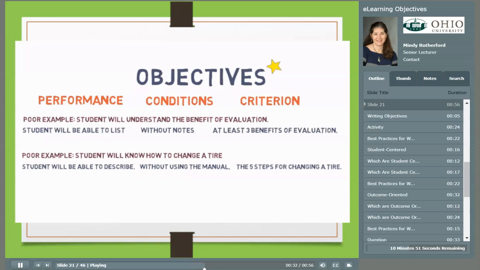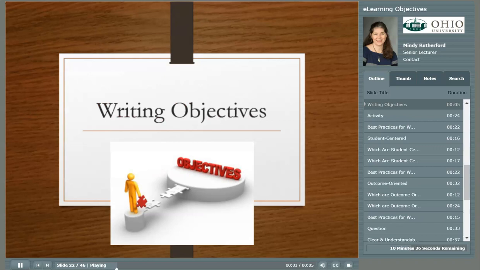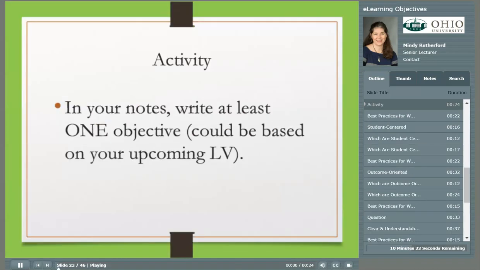So just to look at the first example, students will be able to list, that's the performance. The conditions would be without their notes, and the criterion would be they have to do at least 3 benefits of evaluation. So you can see that's a nice way of looking at specificity within your objectives. We will not be getting that specific for this type of course, but in the future you may. So let's start to look at how you write good learning objectives.